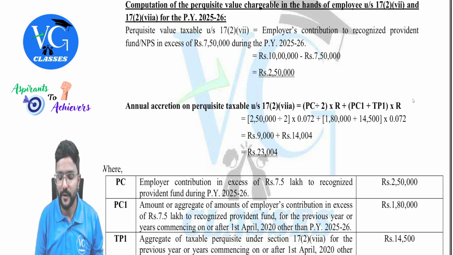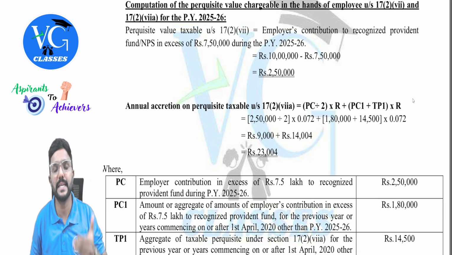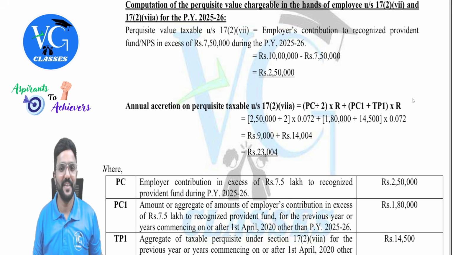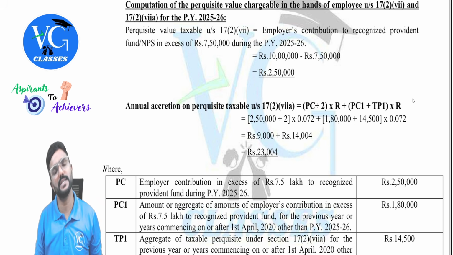So the total value of taxable perquisite is 23,004 rupees under section 17(2)(vii)(a). Now can we add up both and write the total taxable perquisite? Yes.